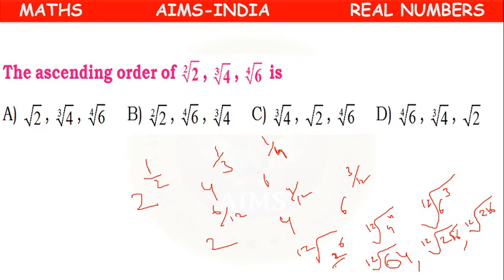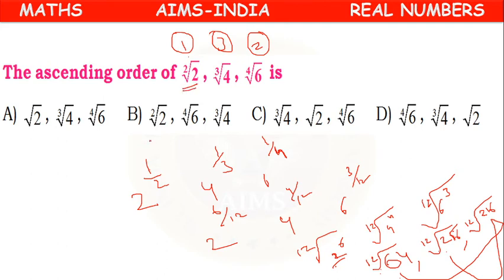So what is the answer, children? The 12th root of 64 will be the lesser. Next, the 12th root of 216 will come. Next, the 12th root of 256 will come. So the 12th root of 64 means the first one. This is the least one. Next, the 12th root of 216. This is the second one. The 12th root of 256. This is the third one.